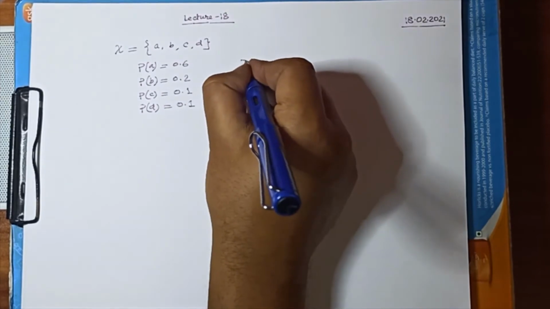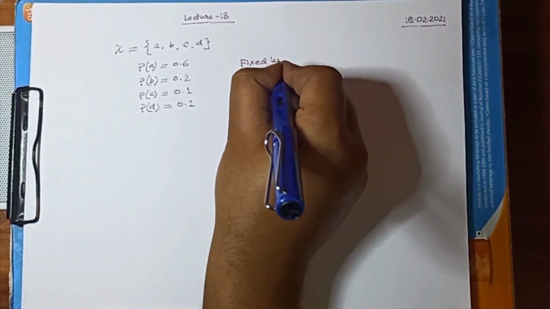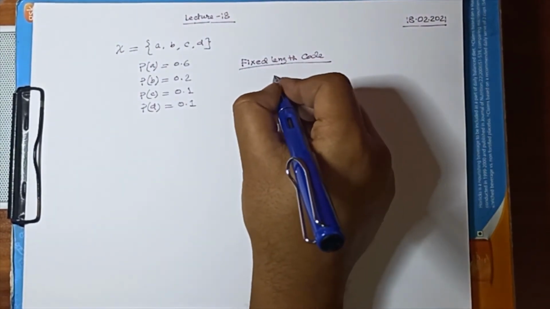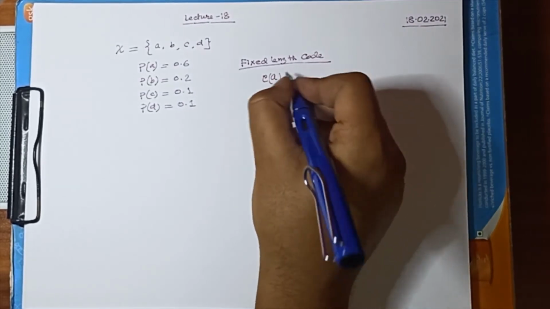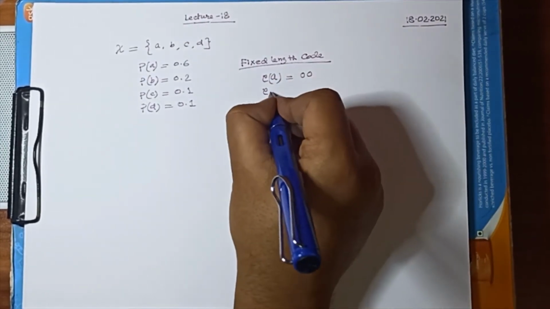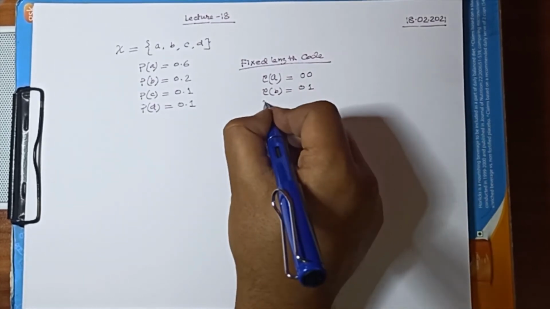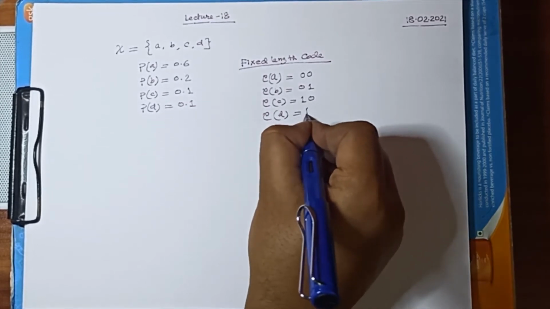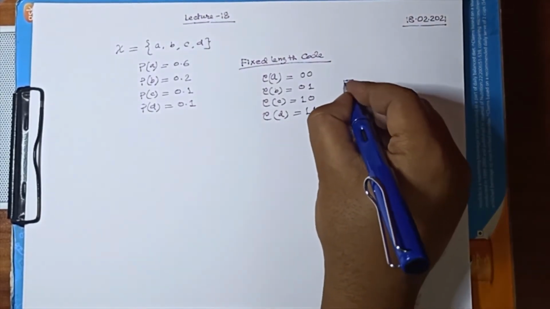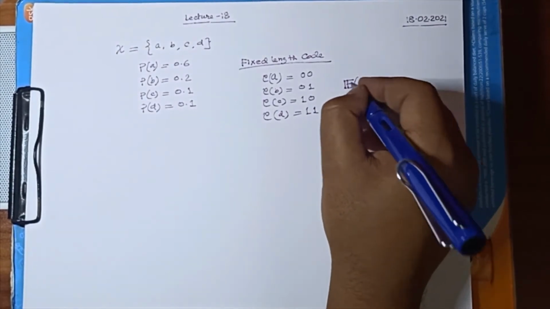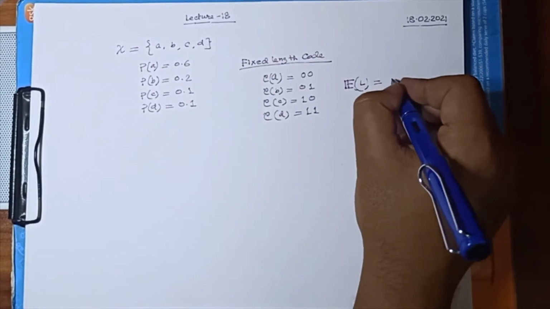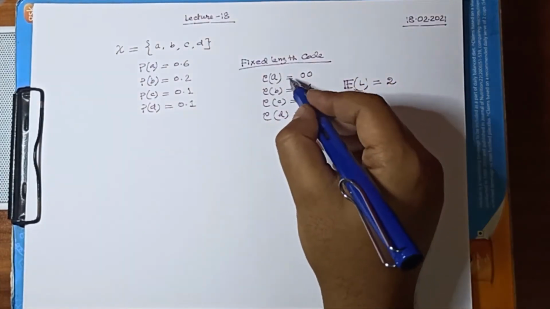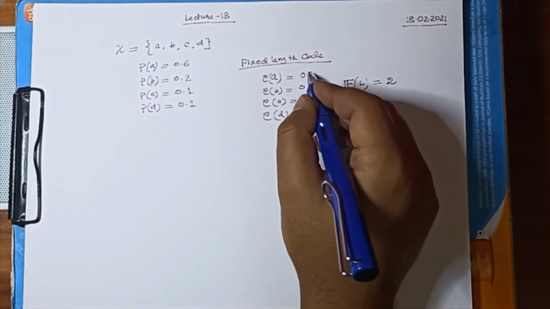Now suppose a fixed length code, regular binary encoding. The fixed length code will assign the following codes. CA is 00, CB is 01, CC is 10, and CD is 11. In that case, what is the expected length of the code word? Expected length is essentially 2. You don't even have to compute, because all the values the random variable takes are 2.